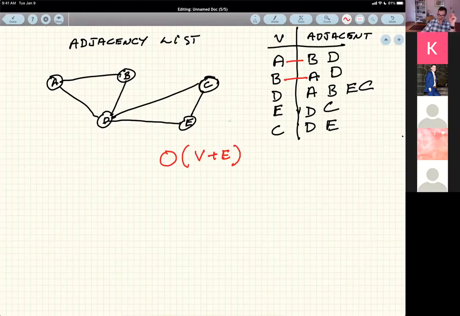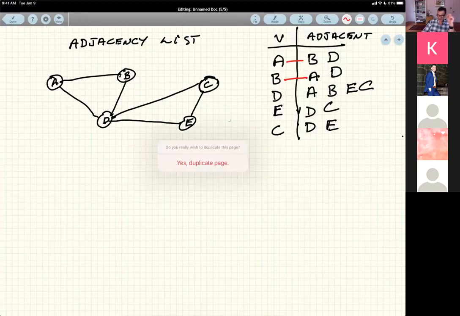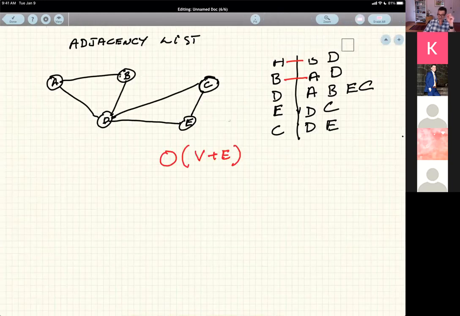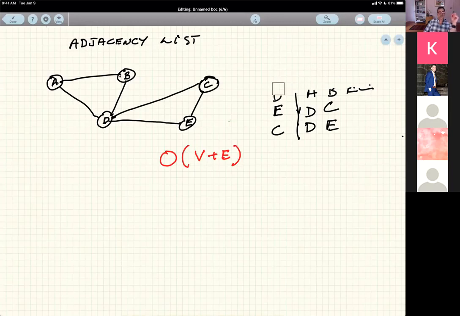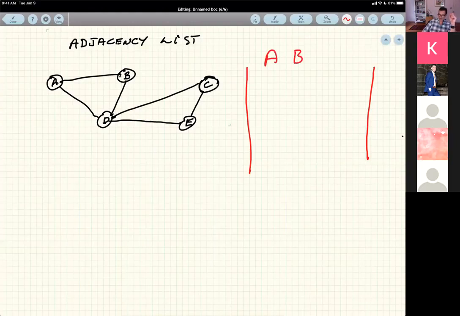So what is another representation of the graph? Let's duplicate this page and take another representation of this graph that is not an adjacency list. A different representation is an adjacency matrix. An adjacency matrix looks like this. I have a matrix, and the matrix has A, B, C. No, I made it too small. Let's get rid of this and do it again someplace where I have more room. Okay, let's do it over here.